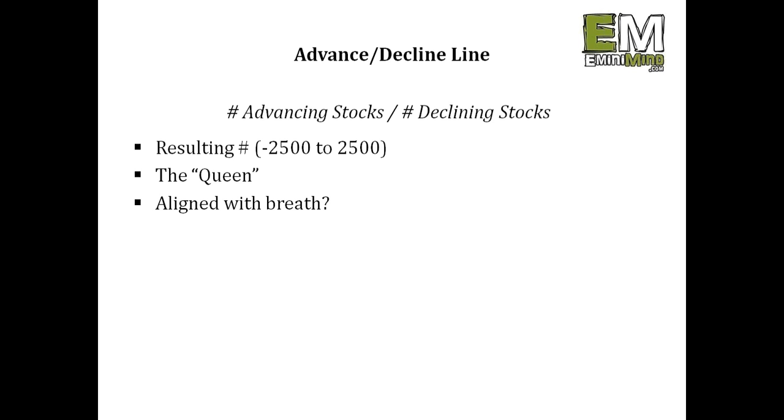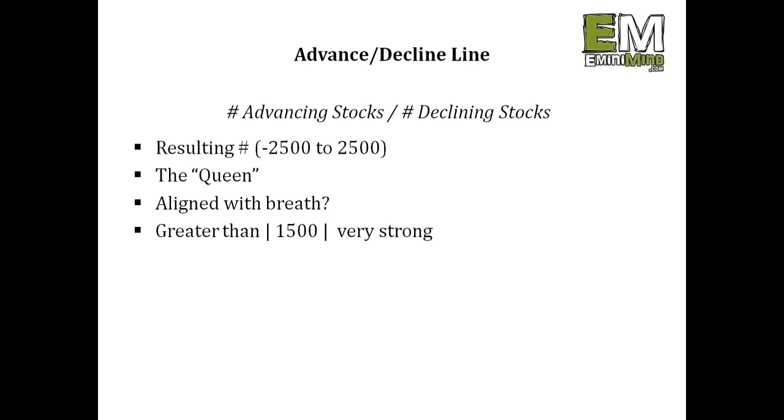We want to look at, is the advanced decline line moving in the same direction as the breadth? Is breadth getting stronger and the advanced decline line getting weaker? Are they both moving down? Are they both at extremes? We want to use them in conjunction with each other to confirm, or to alert us to possible things that may not be congruent with our view or a position that we may be in.